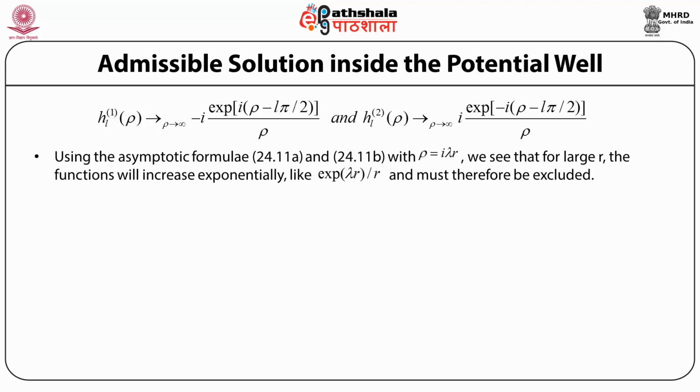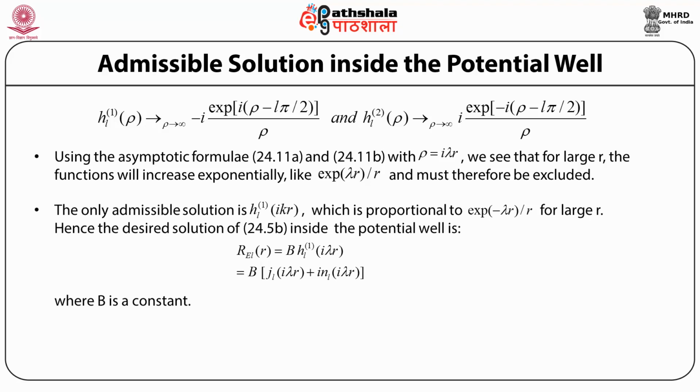Using the asymptotic formula 24.11a and 24.11b with rho equals i lambda r, we see that for large r, the functions will increase exponentially, like exponential lambda r by r, and must therefore be excluded. The only admissible solution is h_l^(1)(ikr), which is proportional to exponential minus lambda r by r for large r.